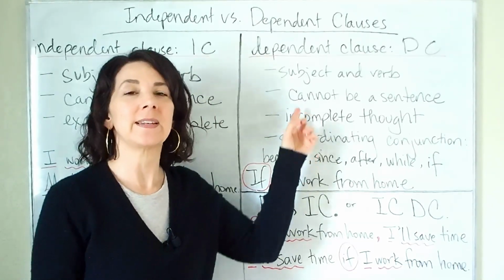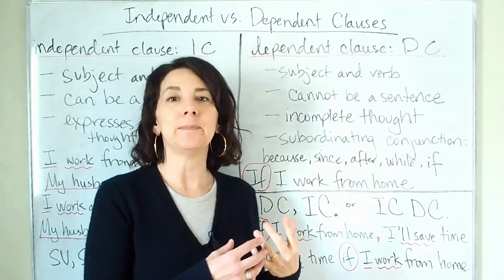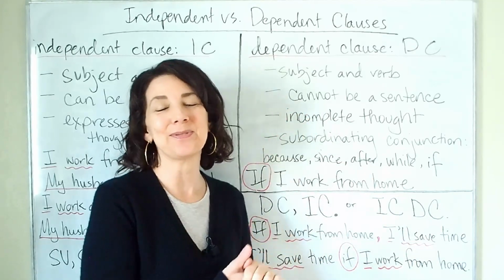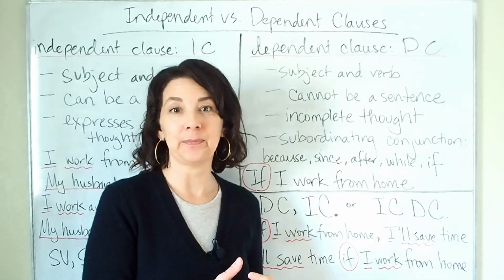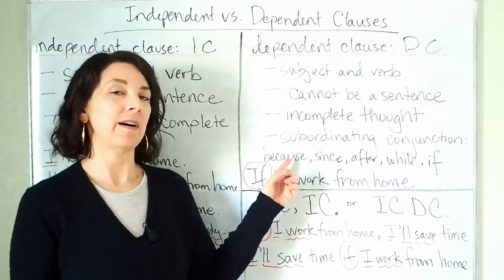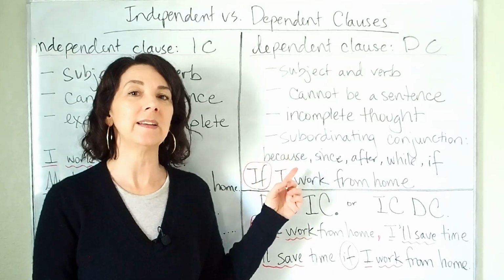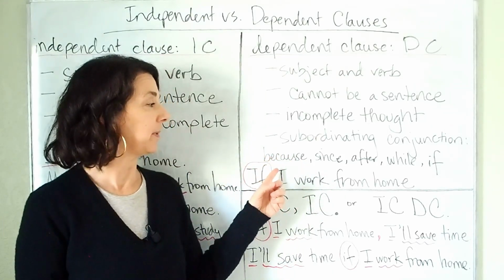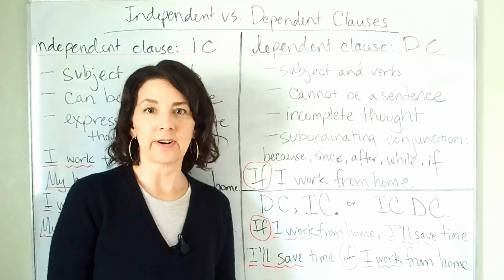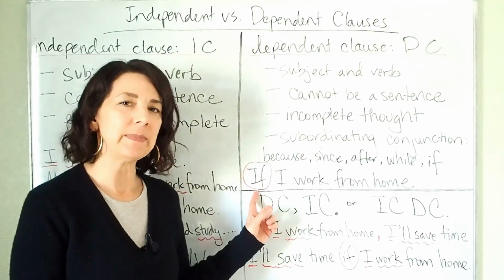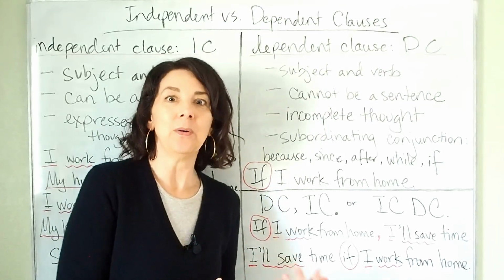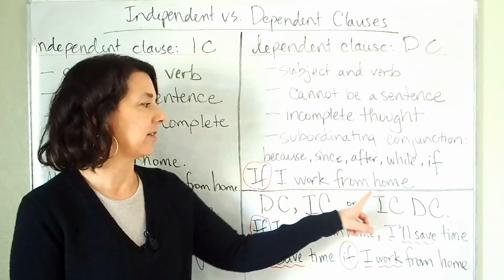I always tell my students that a dependent clause, dependent means that it needs something or it cannot be alone. And I tell my students that this is like a baby. A baby cannot be alone. A baby needs its mother or father. So it expresses an incomplete thought because a dependent clause contains a subordinating conjunction like because, since, after, while, if, etc. We have this word if, and that means that there's some information missing. If I work from home, what? What will happen? So this is considered a fragment.